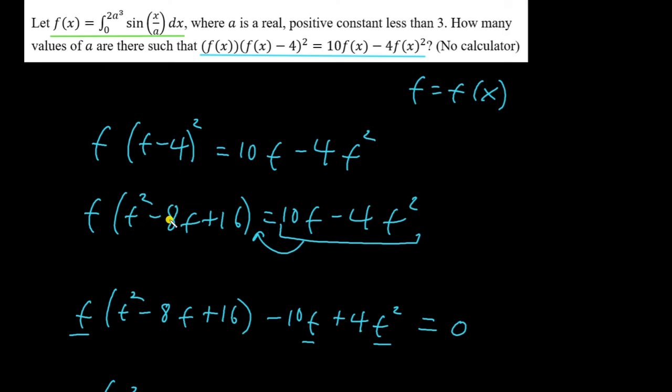Okay, so if we go back up here, we want to know how many values of a there are such that, blah, blah, blah. Well, if we want that to be true, this basically means f of x equals 0. That's the only solution for this equation. So we want to know how many values of a there are such that f of x equals 0. Okay, cool. Now we'll move on to the calculus section.